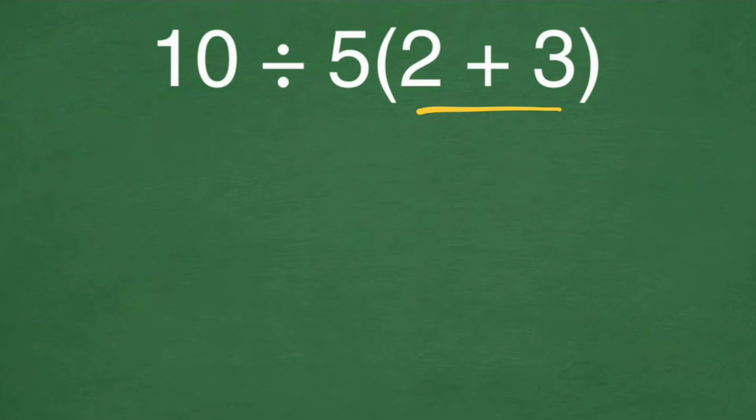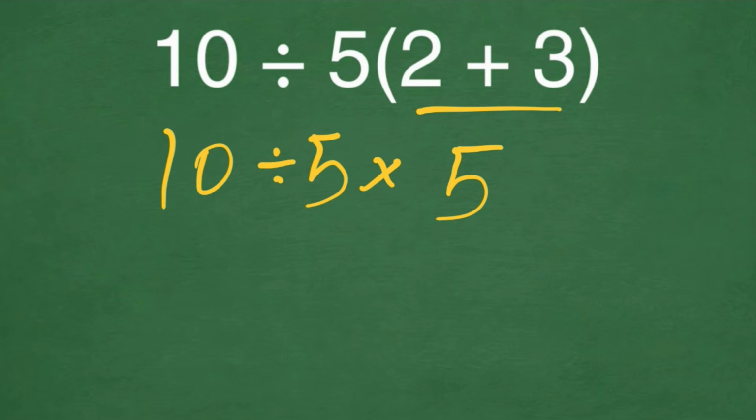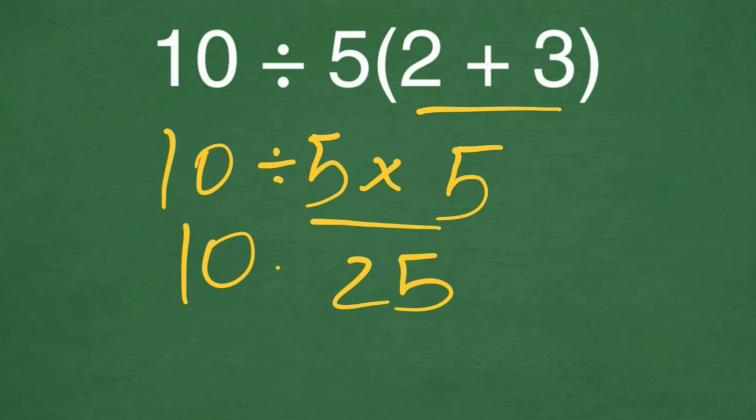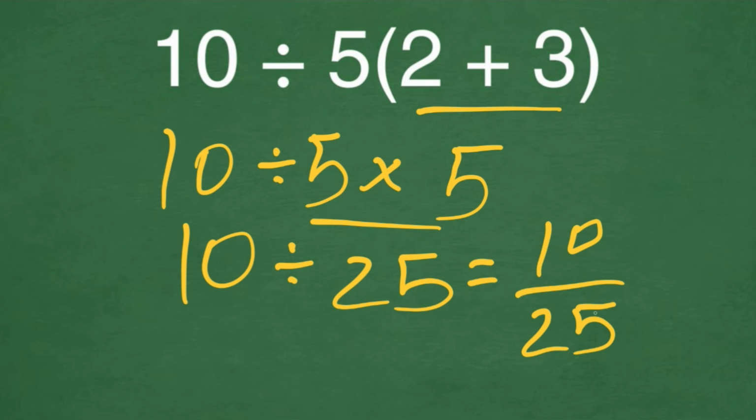2 plus 3 gives us 5. And then we know that if a number is placed next to parentheses, that means multiplication. So 10 divided by 5 times 5 is going to be the next equation. And 5 times 5 is 25. And 10 divided by 25 is going to be the next equation. And we are going to get a fraction like 10 over 25 or 1 over 2.5.